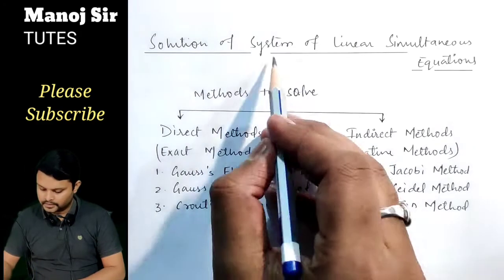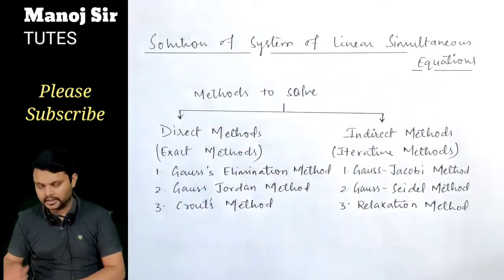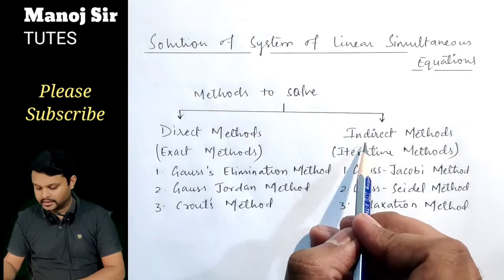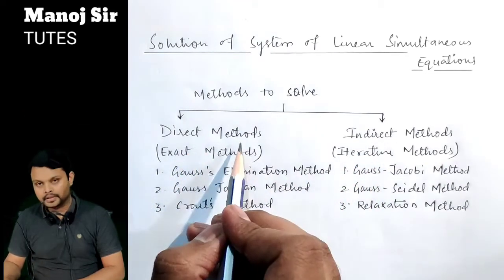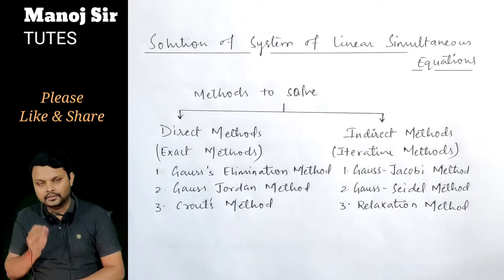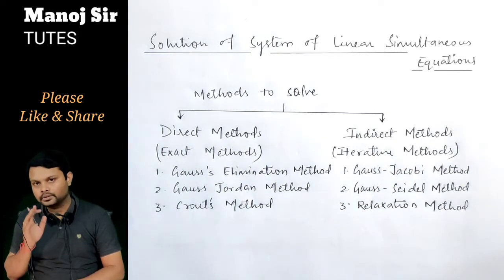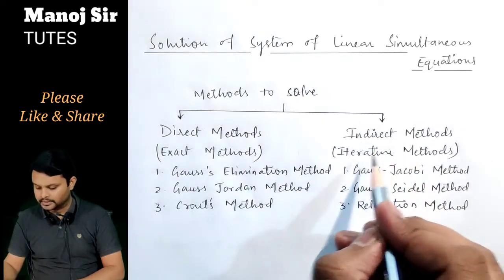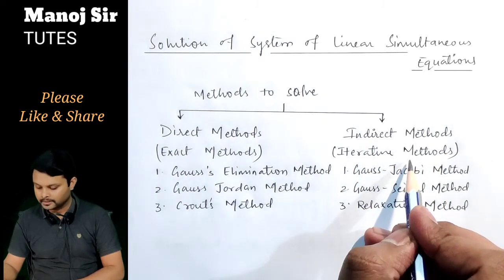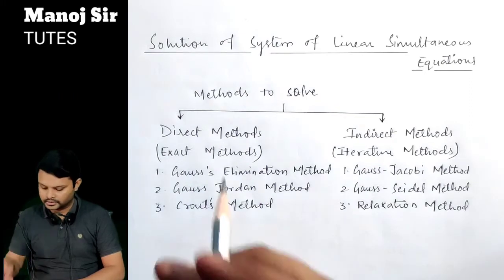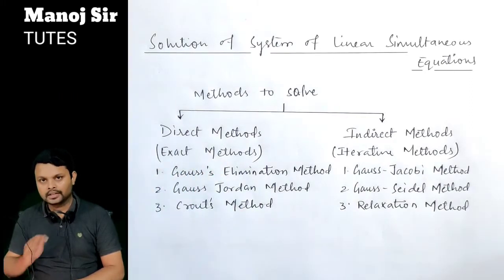To solve a system of linear simultaneous equations, there are two methods: direct methods and indirect methods. In direct methods, you will get exact values of x, y and z. But in indirect methods, you will get approximate values because this method is also known as the iterative method. It means we have to perform various approximations or iterations.